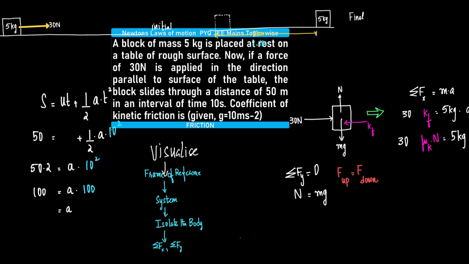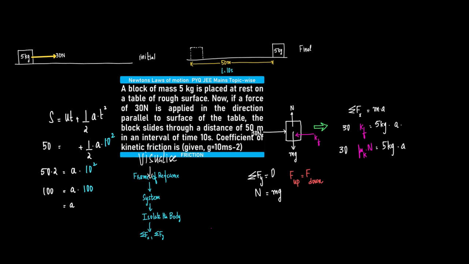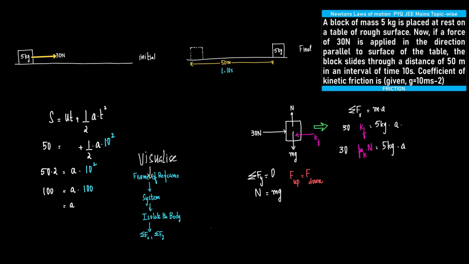Okay. So, as usual, what we'll do is, we'll first visualize, and then find a frame of reference. So, this is the visualization. A block of 5 kg is placed at rest on a table of rough surface. This is a rough condition, something that I haven't drawn here, my bad. Now if this is a rough condition, what will act on it? Yes, friction will act on it. A force of 30 Newton is applied parallel. It slides a distance of 50 meter.